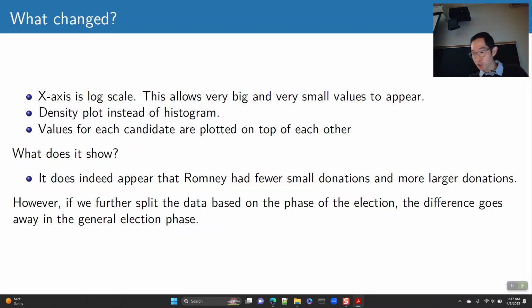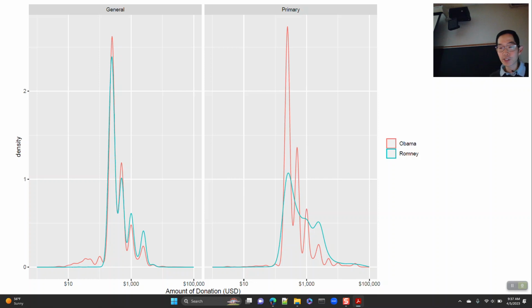We can further split based on different phases of the election. There's the general election and the primary. In 2012, there was no real primary. Nobody was running against Obama during the primary season. But there were several candidates during the primary season for Republican candidates vying to become the Republican candidate.